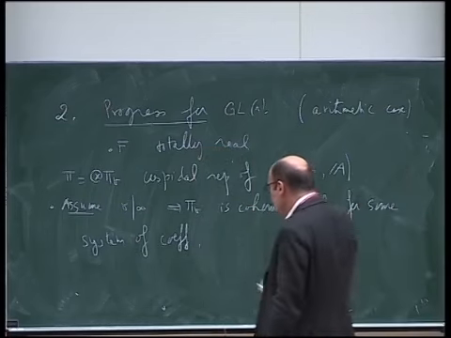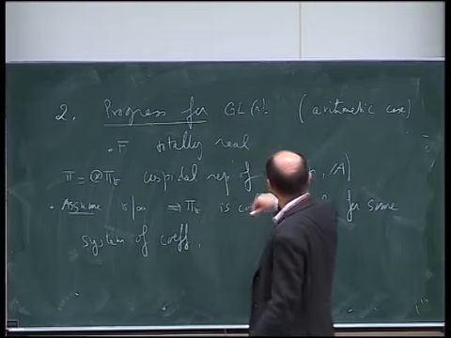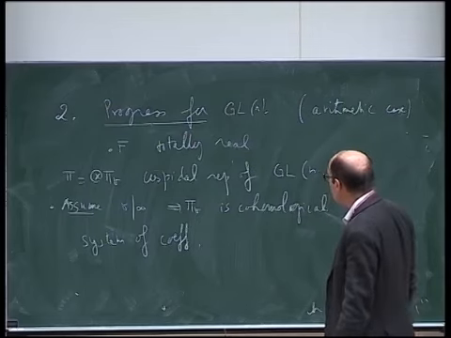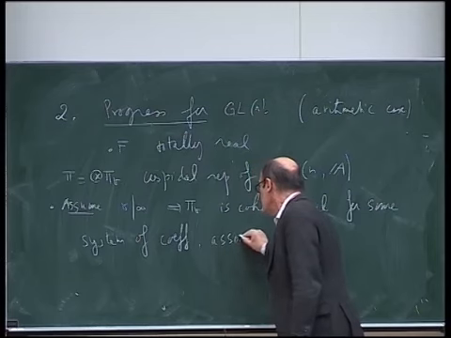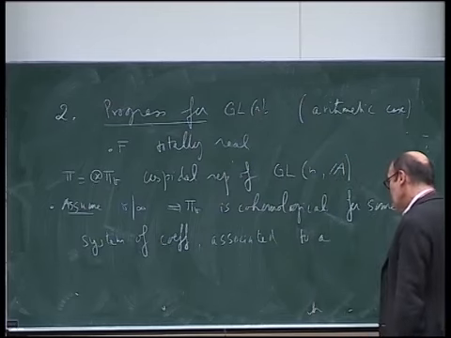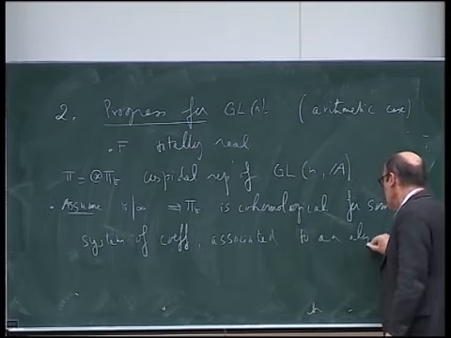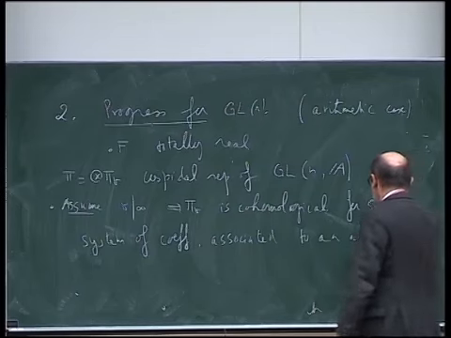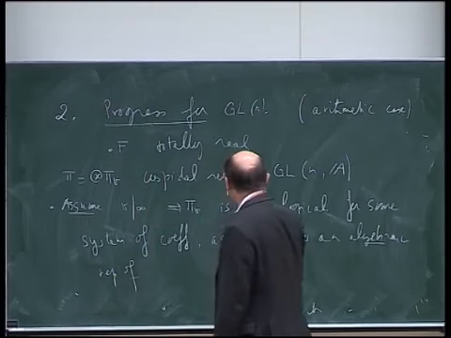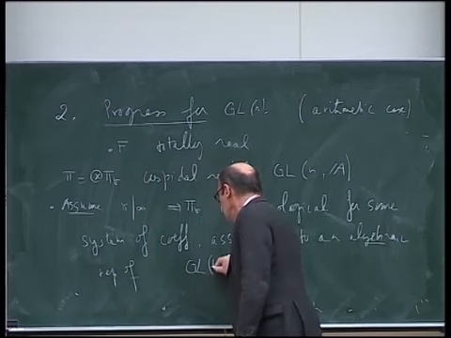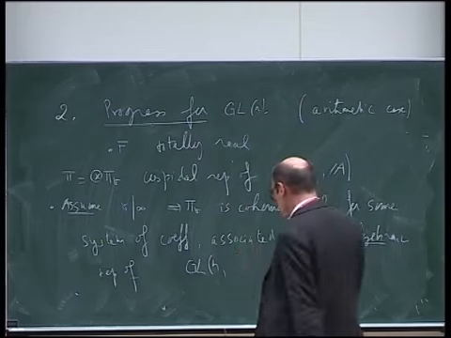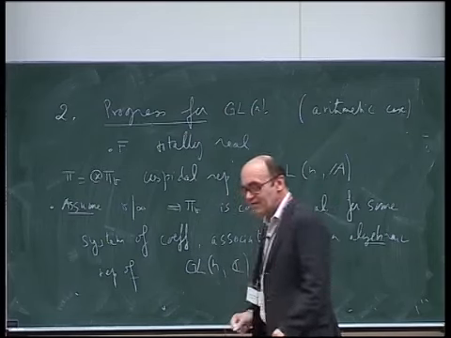But the point is that the system of coefficients is associated to an n-dimensional representation of GLN, okay, associated to an algebraic representation of GLN. Depend on V? Sorry? Can it depend on V? Yes, anything. But the point is that you must have a cohomology.